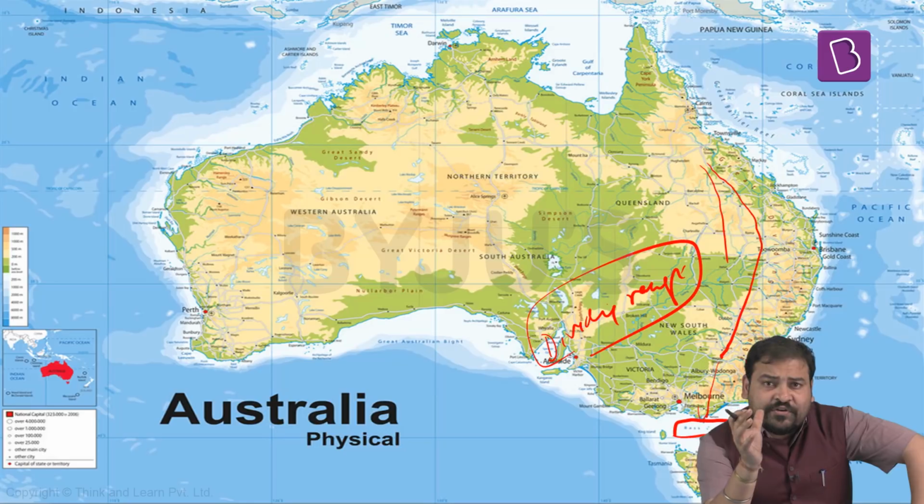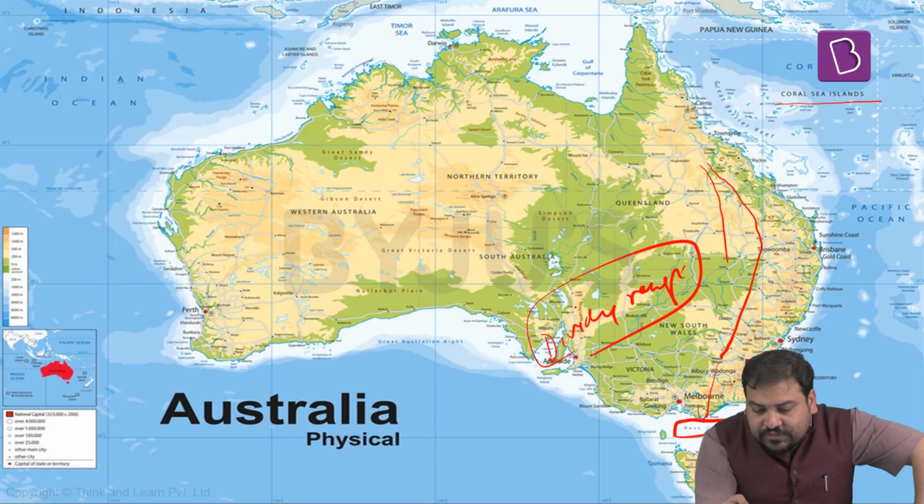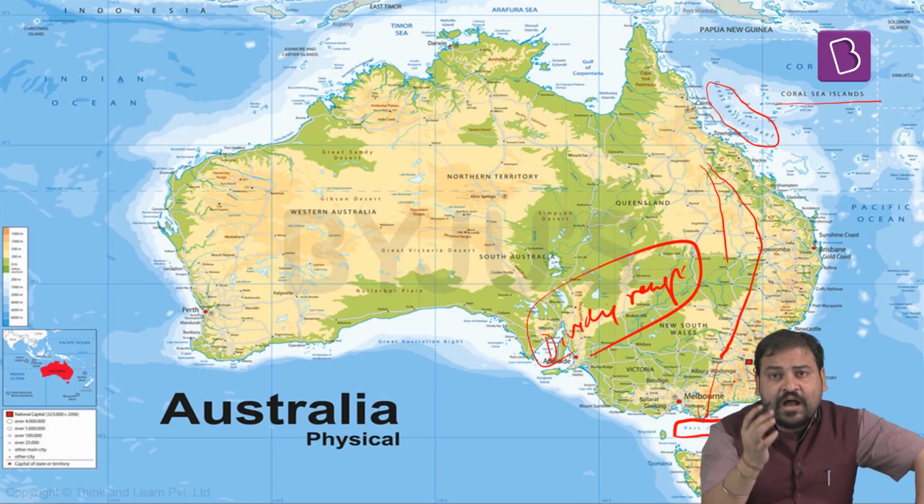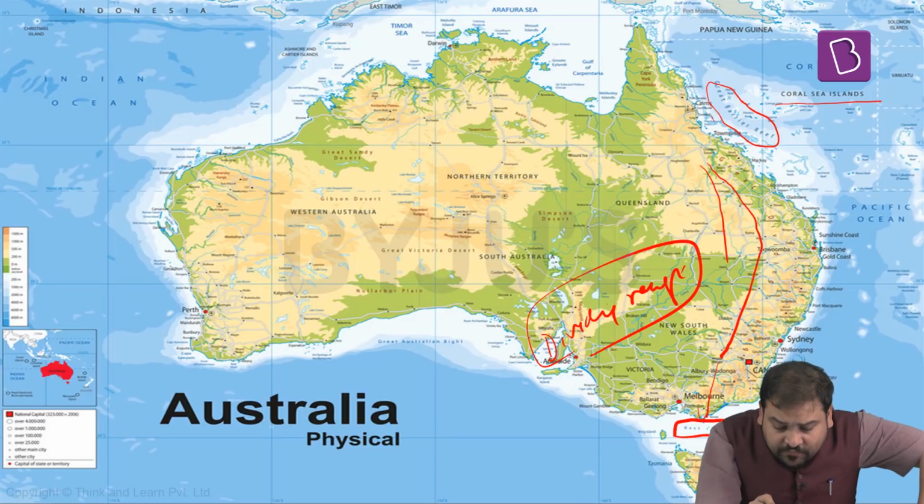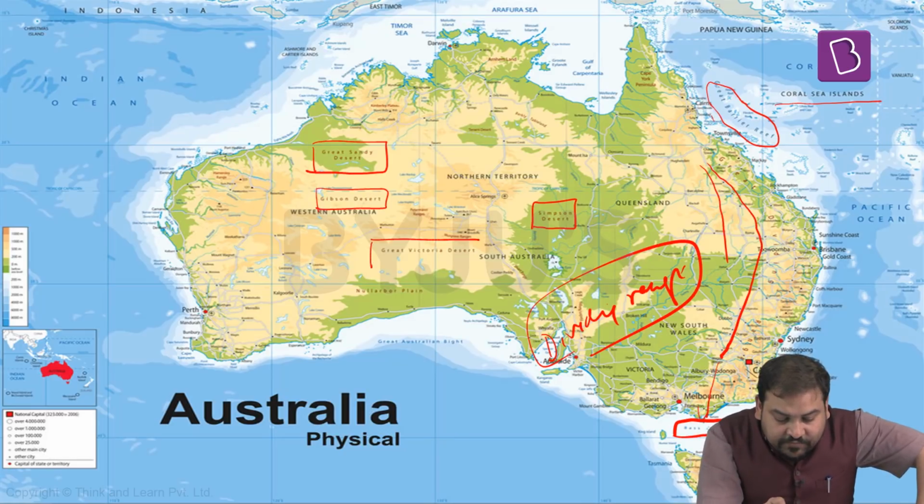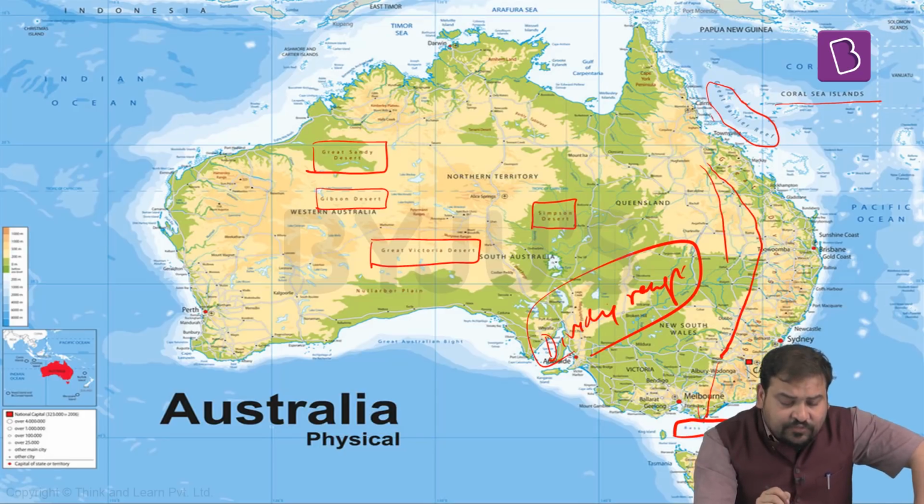Apart from this Great Dividing Range, you have to understand that this particular continent has many different physical features also. For example, take your Great Barrier Reef, the coastal sea islands. You can see here. Now, you all must have studied about coral reefs. Now, this is present here. Apart from this, you have to look at different deserts that are present in this continent. For example, you have the Simpson Desert, the Gibson Desert, the Great Sandy Desert, the Great Victoria Desert. So there are different deserts which are present in the interiors of this continent.